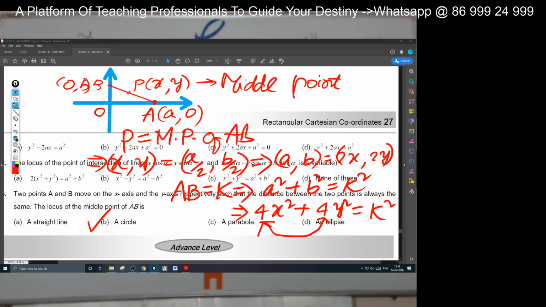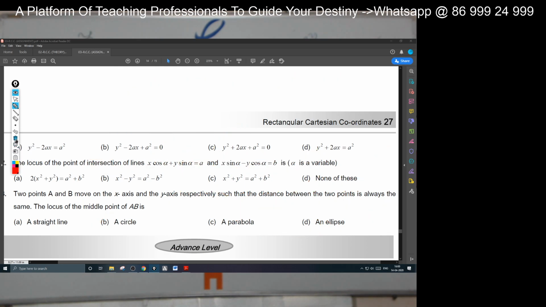Pratham is saying substitute x is equal to a by 2 and y is equal to 0 in the equation. Not y equal to 0. Y is b by 2. Y is b by 2, Pratham. Whatever. Now going to the next level.